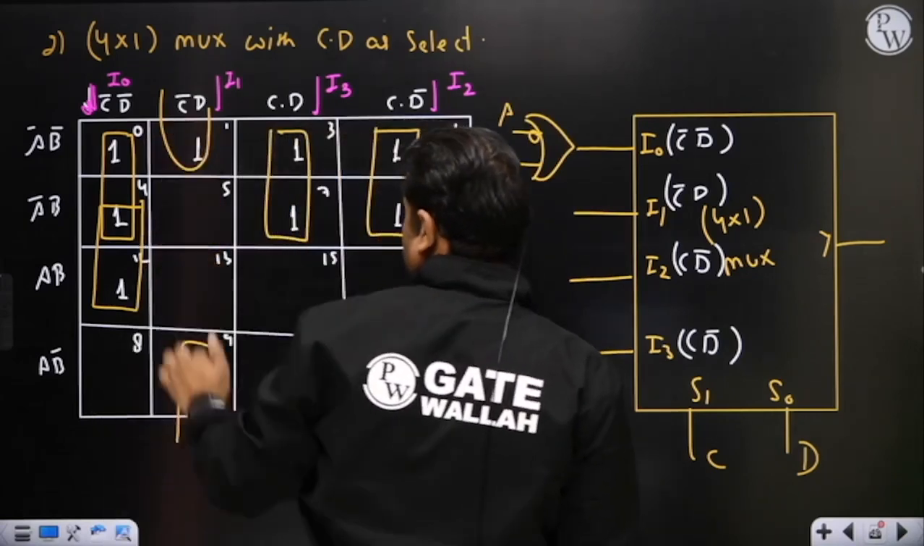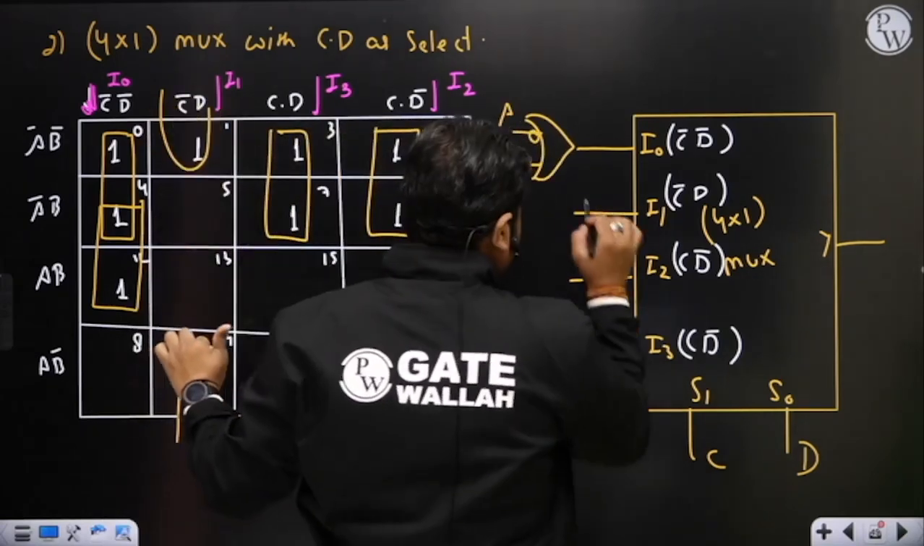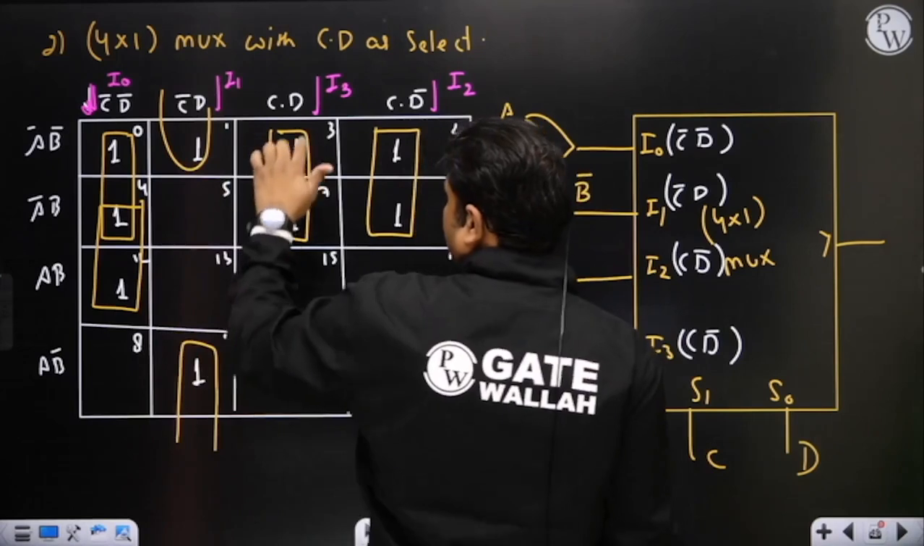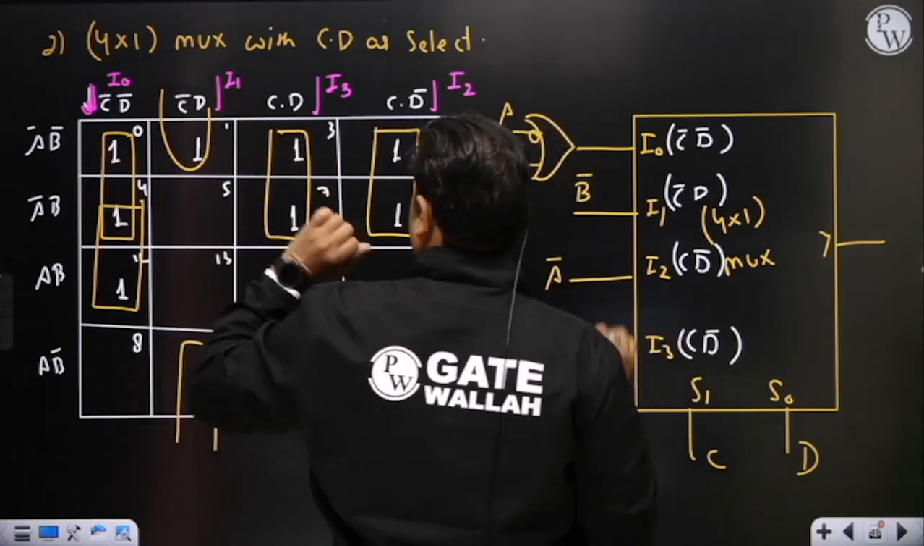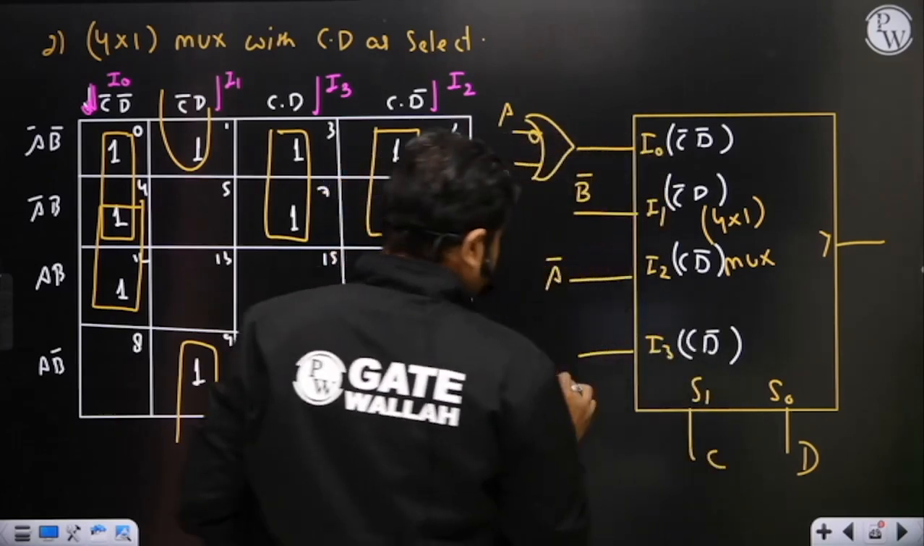Then, sir, in these two, B bar is common. Great. What about in these two? Sir, A bar is common. Great. What about in these two? A bar is common.